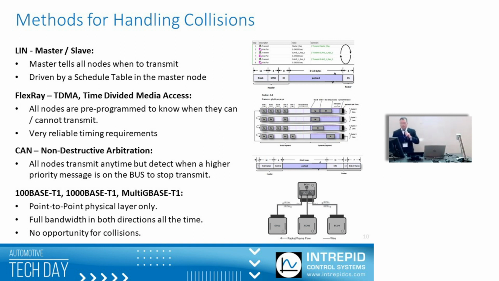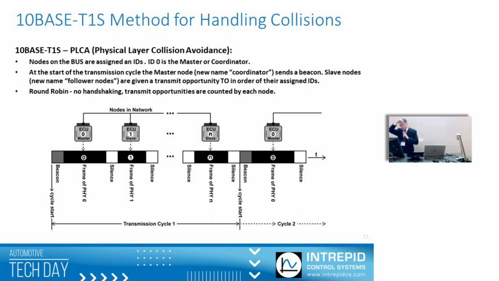100BASE-T1, 1000BASE-T1, multi-gig T1, and all other forms of modern Ethernet, including what's in this building, use a point-to-point physical layer only, full duplex. What that means is that you always have the bus 100% available. Every transmitter has the bus 100% available 100% of the time. So there's really no possibility for collisions. And now with 10BASE-T1S, we have a brand new method called PLCA. You'll see that PLCA looks something like TDMA, but it's not exactly TDMA, and I'll try to explain that in a minute.